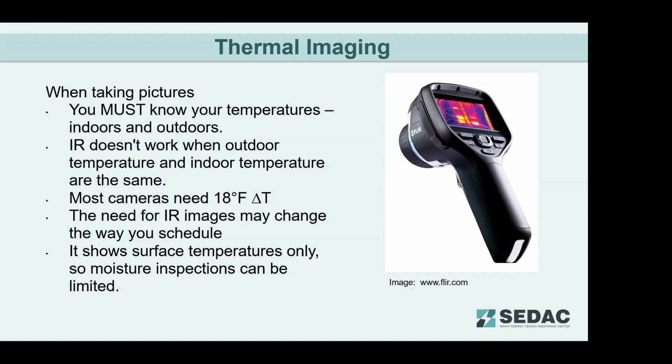Most cameras need 18 degrees delta T difference of temperature between indoors and outdoors. Some of the better cameras can get good images with about a 10-degree delta T. But roughly speaking, 18 degrees is generally what's accepted as the temperature difference. So if you have that temperature difference, they're fantastic tools.